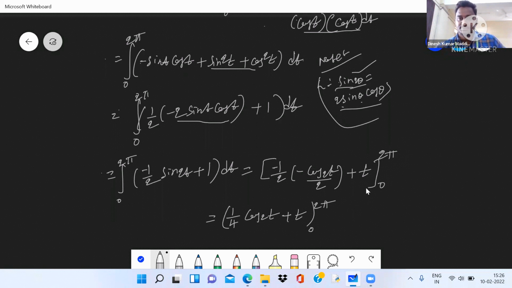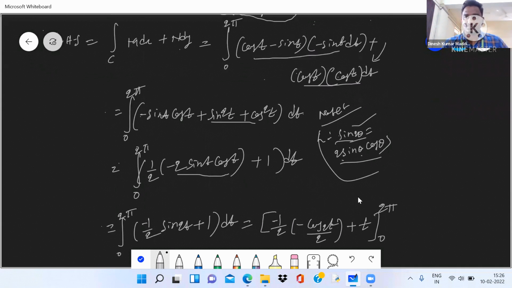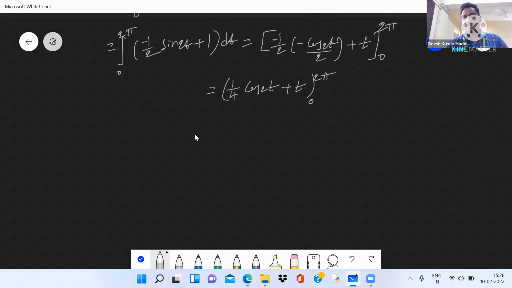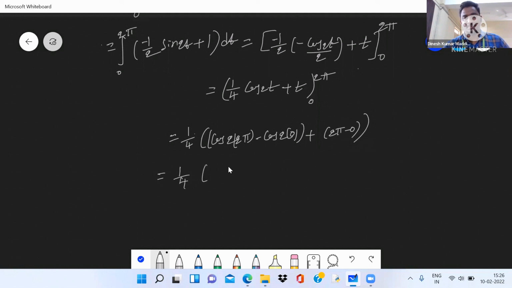See next. Upper limit minus lower limit: 1 by 4 cos 2 into 2 pi minus cos 2 into 0, plus 2 pi minus 0. Okay? That is 1 by 4 cos 4 pi minus cos 0, plus 2 pi minus 0, which is 2 pi only.